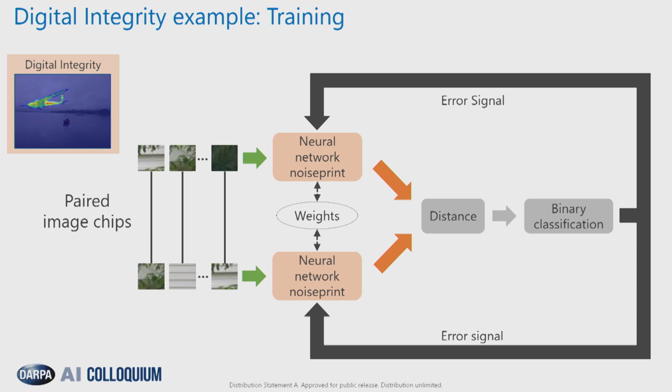A distance is computed across the noise print response of the network. That's what we're trying to train the network to do. And then based on that distance function, we can make a binary classification decision. Errors in that binary classification decision provide us information that we can use to update the weights in the neural network. So this is how we train the noise print system for digital integrity.